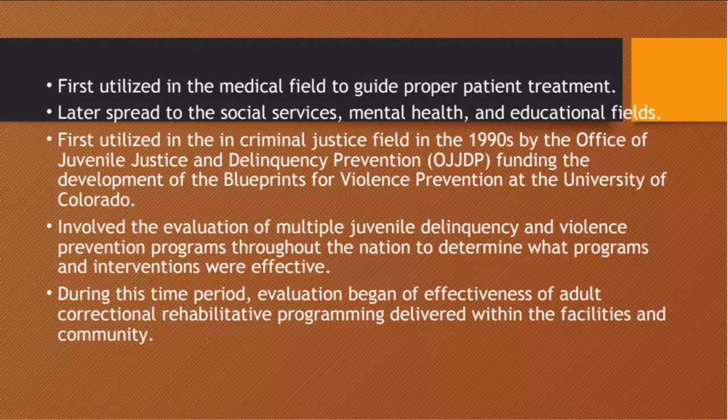Now, during this period, a little after the evaluation in the juvenile justice system started, the adult correctional rehabilitative programming started to be looked at too. So now we had programs in the adult system started to be evaluated to see what was effective and why, what wasn't effective and why.